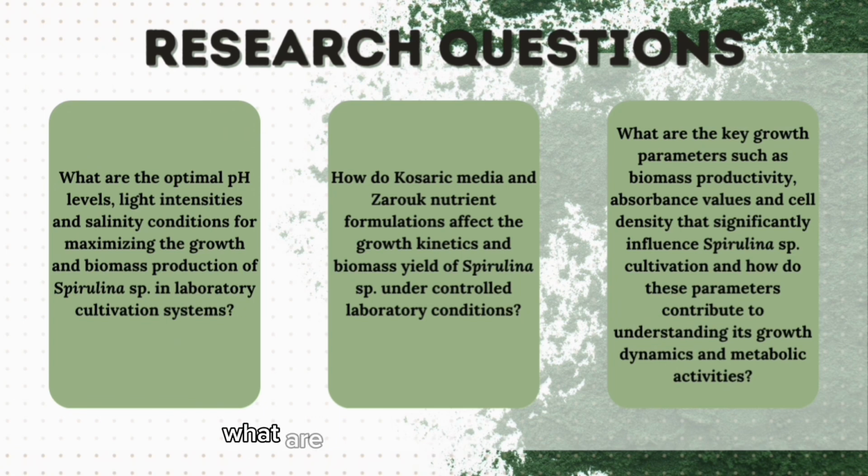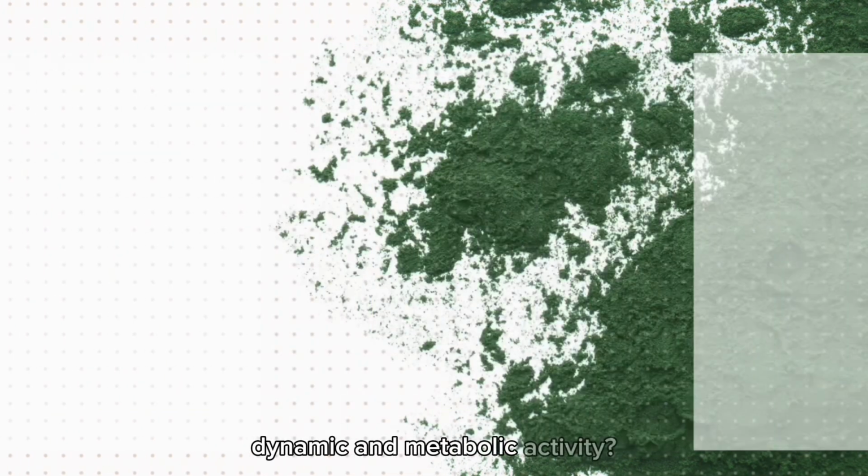Number 3 is what are the key growth parameters such as biomass productivity, absorbance values, and cell density that significantly influence spirulina species cultivation, and how do these parameters contribute to understanding its growth dynamics and metabolic activity.